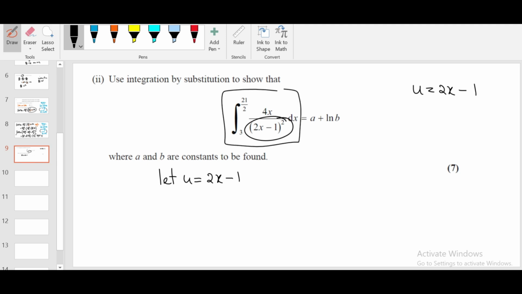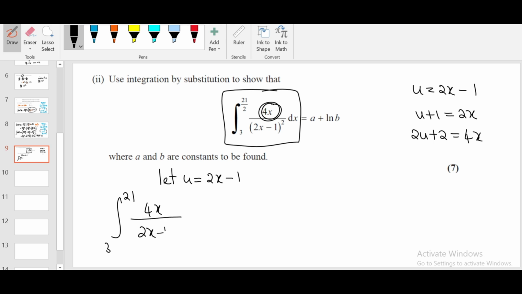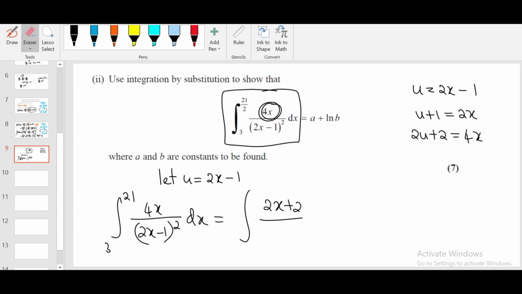Now we are going to convert everything in terms of u now. Okay, we need to find 4x first. So u plus 1 is 2x. Multiply both sides. 2u plus 2 is equal to 4x. So the integral from 3 to 21 over 2 of 4x divided by 2x minus 1 whole square dx is equal to the integral; we need to convert the limits also. 4x can be written as 2u plus 2, divided by u square.